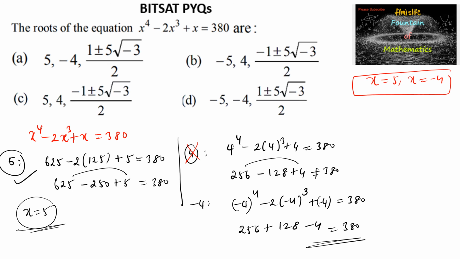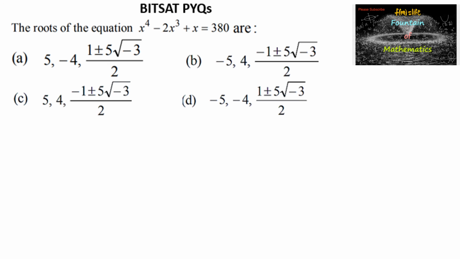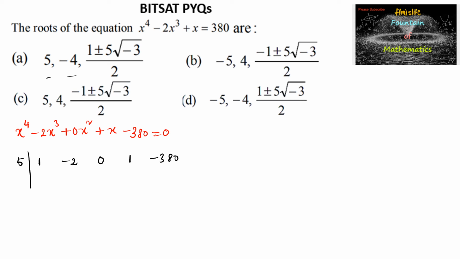So among the four options, we can say that only option A has 5 and minus 4 as roots, but anyhow we will find the other roots. The given equation we can write as x to the power 4 minus 2x power 3 plus 0x square plus x minus 380 is equal to 0. Let us use the remainder theorem. Since we got the roots 5 and minus 4, first I will take 5. So coefficients are 1, minus 2, 0, 1 and minus 380.